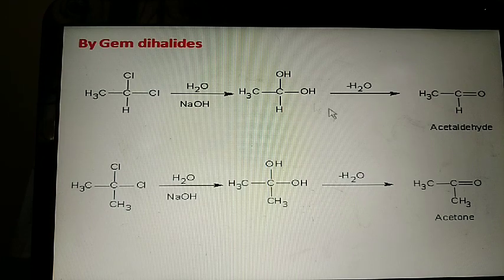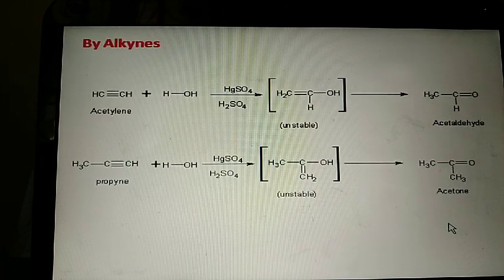When this, the removal of water molecule gives an acetaldehyde. In a similar fashion, we will get an acetone. We can get acetaldehyde and acetone from alkynes. So acetylene plus H2O in the presence of mercury sulfate and sulfuric acid, we will get an unstable kind of molecule. And this is not so stable.